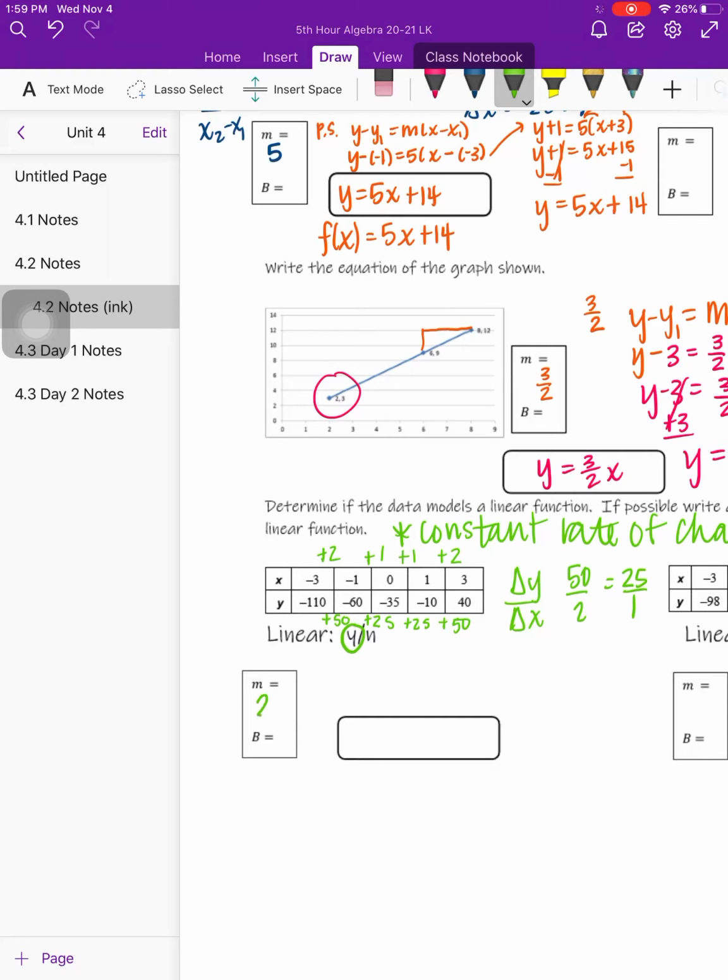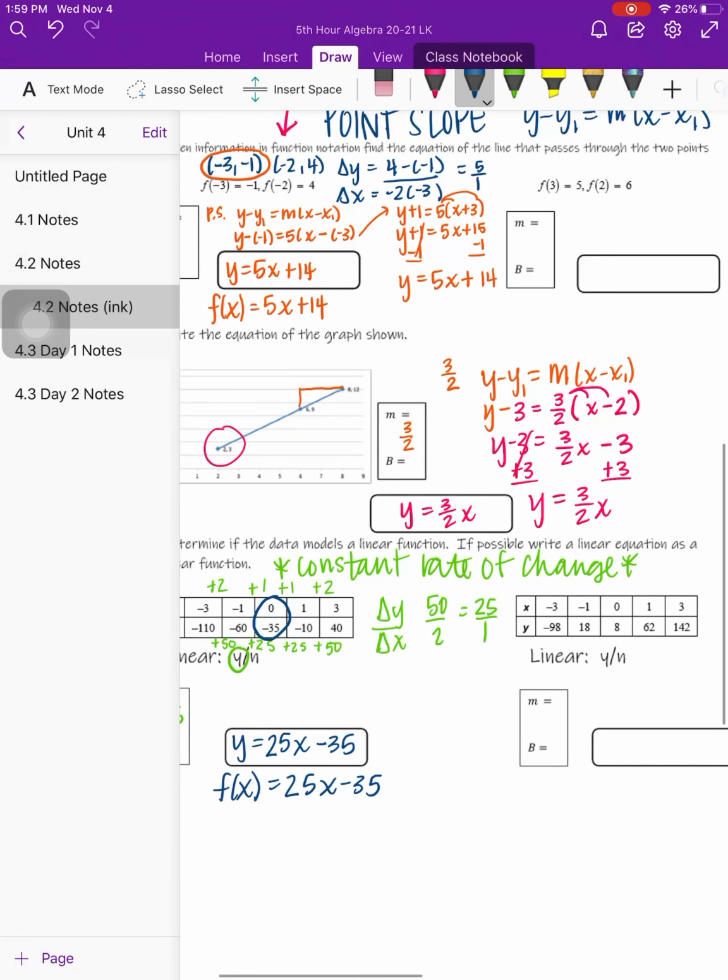My slope is 25, and from the table, I can find that my y-intercept, when x is 0, y is negative 35, so my equation would be y equals 25x minus 35. If we need function notation, f of x equals 25x minus 35. Try that last one on your own.